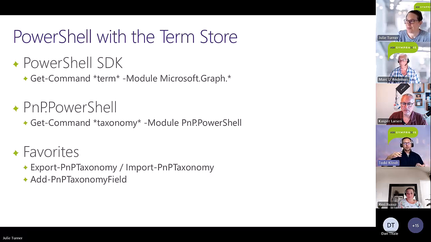What I wanted to bring in here is, of the two modules, I've only ever used one. I've only ever used the PnP PowerShell to interact with the term store, but the Graph SDK, which is the PowerShell module for the Graph, they use two different words for the same stuff. So the takeaway from this slide is, if you're using the Graph SDK, then you want to look for the cmdlets that have term in them, because it's term store. But if you're using the PnP PowerShell, those same ones show up as taxonomy.